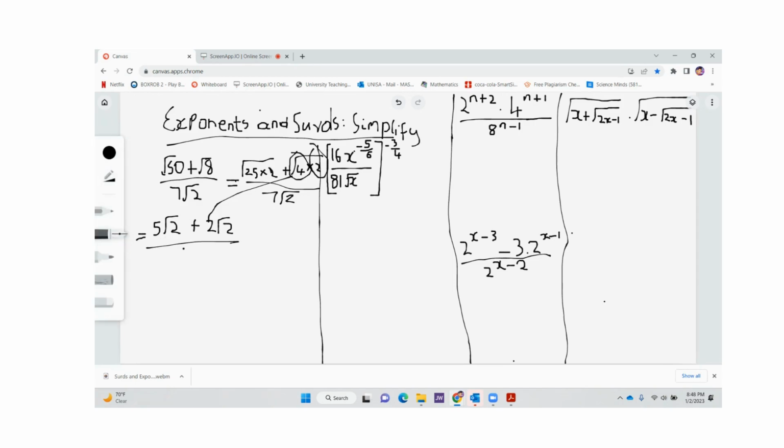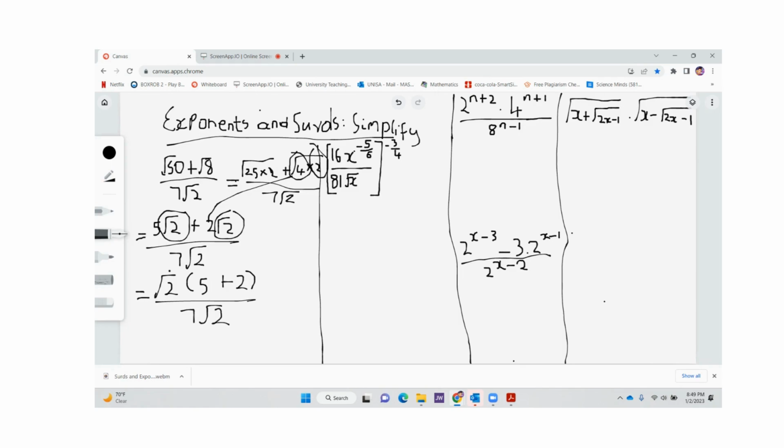And then we have 7 root 2 on the denominator. Now we have a common factor, square root of 2. Why am I looking for a common factor? That's because those two things are separated by a plus, not a multiplication. Very, very important. So the common factor is square root of 2. Then we are left with 5 plus 2, and 7 root 2.